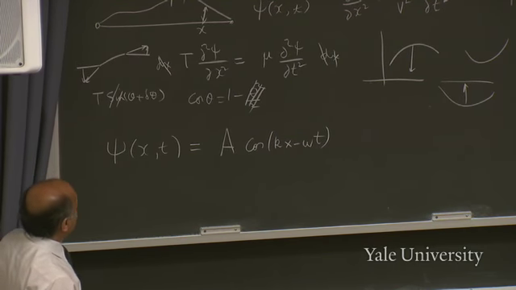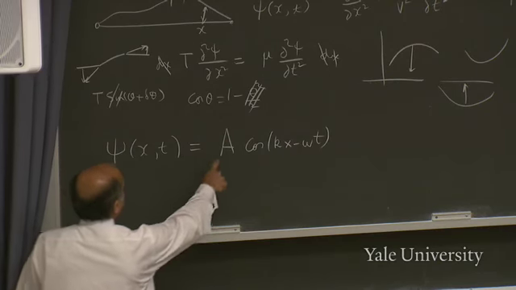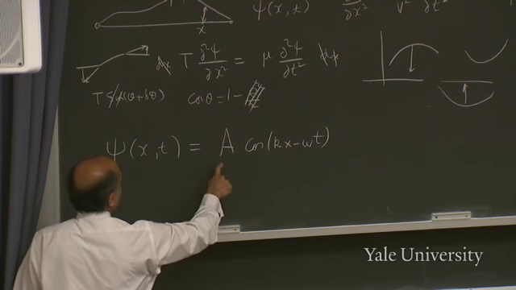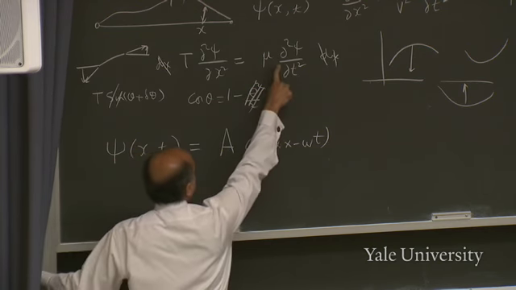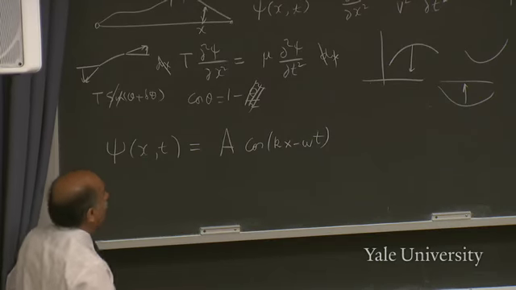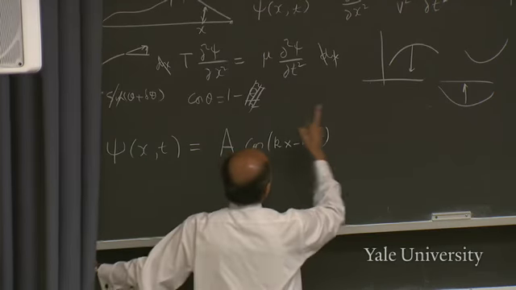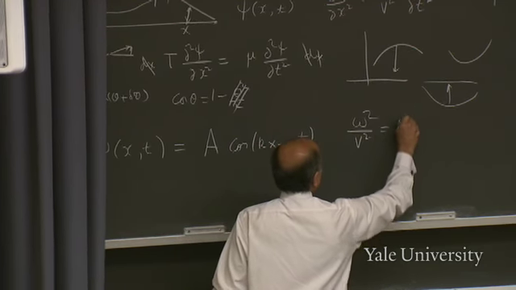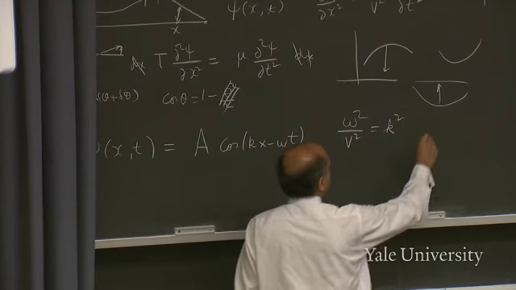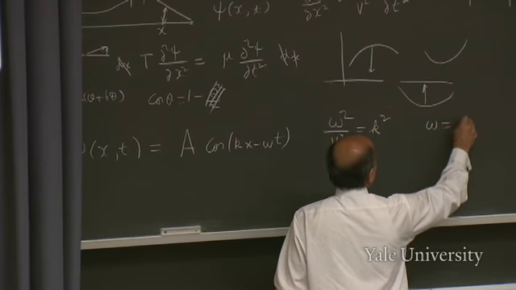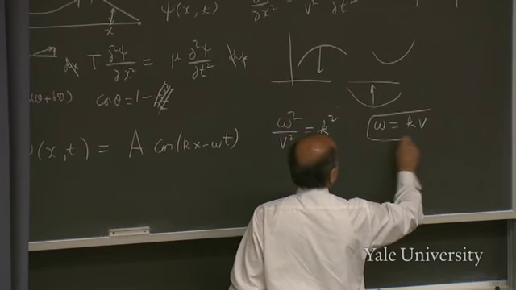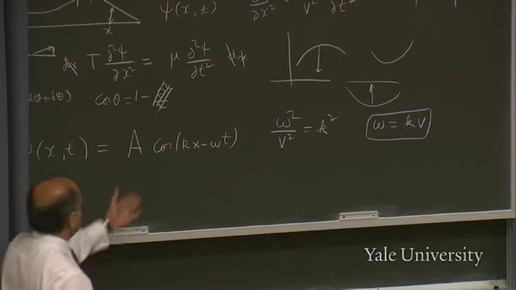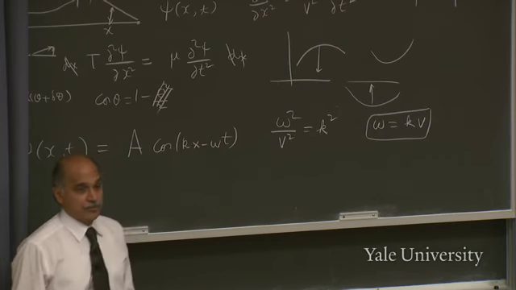First of all, you should be able to see that the A will cancel on both sides. Do you see that? So if you put this here, two derivatives will pull out a k squared, and two derivatives here will pull out an omega squared. Therefore, if you want the two sides to match, you want the omega squared side divided by v squared to equal the k squared. That means omega equals k times v. That's the only condition. If that is satisfied, if omega is k times v, you have a solution.